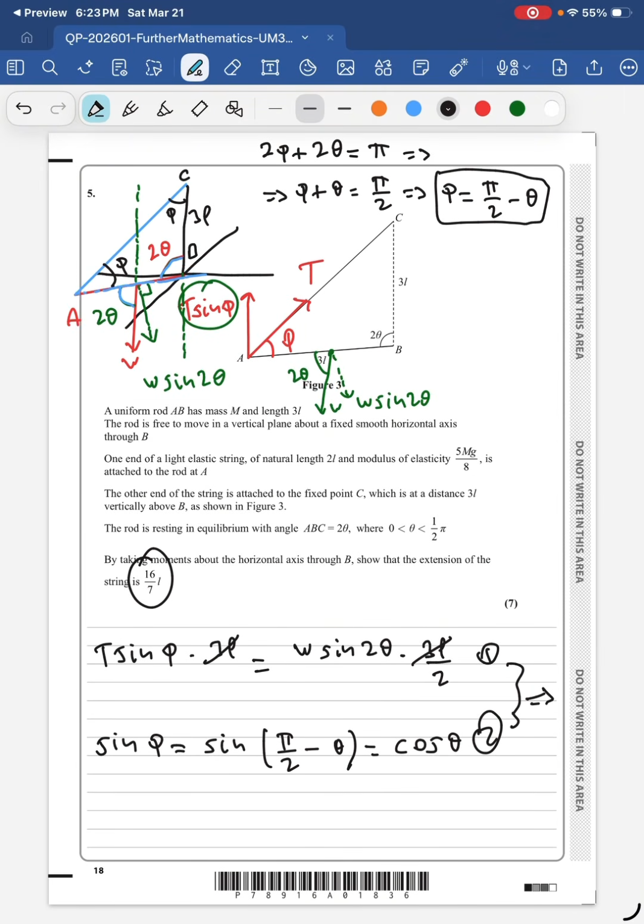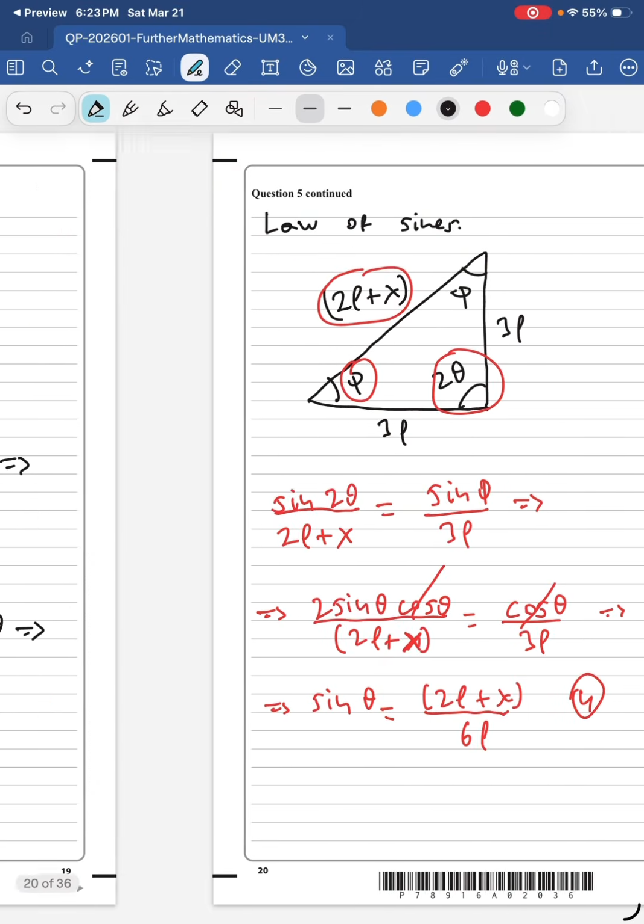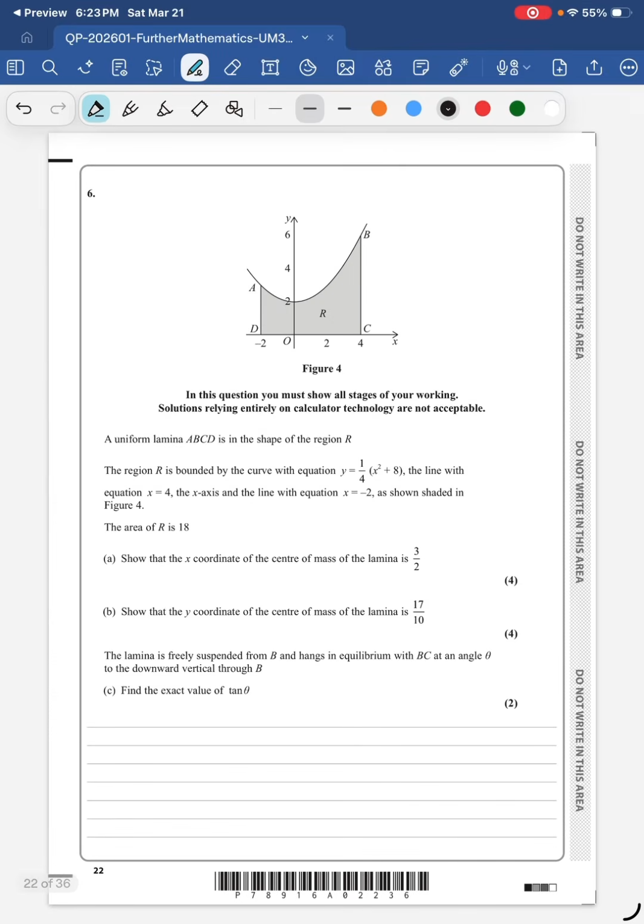The key for me, at least, was to draw things in 3D and realize that the weight is not really perpendicular to the rod AB, but rather it makes an angle 2 theta with the rod AB. Okay, so it took me a while, I have to admit. It took me some time to figure it out.